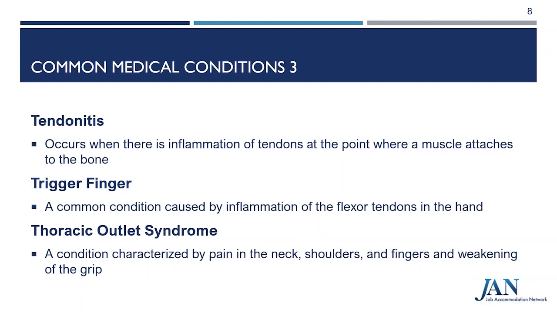Trigger finger usually results in locking or catching of the bones in the fingers. Symptoms are pain or stiffness in the fingers and thumbs caused by swelling or inflammation. It may be caused by a hand injury or strain, and it's commonly found in those with arthritis.